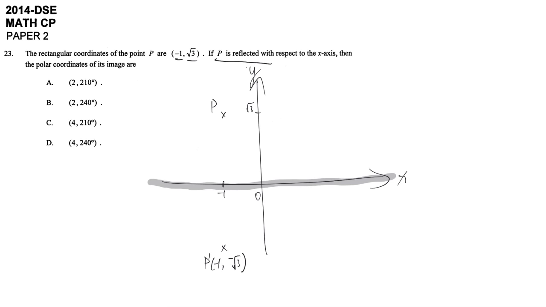Anyway, after that, we need to change it to polar coordinates. Polar coordinate means now our origin is here, and then our image is approximately here. I need to describe two things. The first thing is the direction: how many degrees I have to rotate from our polar axis. The second thing we need is the distance: what's the direct distance from the origin to here?